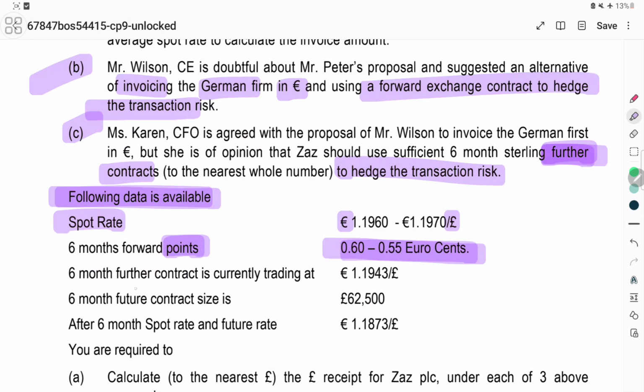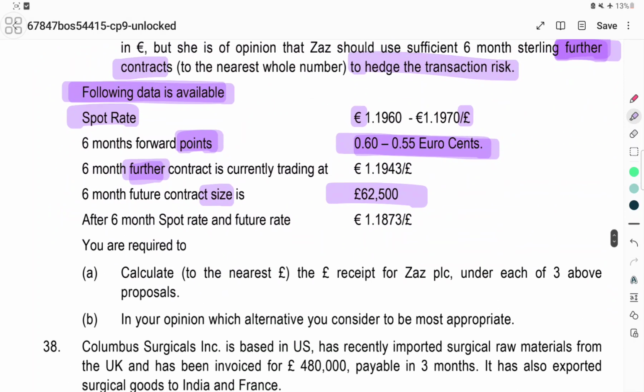Very simple. The 6 month futures contract is currently trading at this rate. This is the futures contract rate. Further is nothing but futures: forward is forward, further is futures. The 6 month futures contract size is given to you as pound 62,500. So one contract size, one lot size, is 62,500 pounds. Minimum you will have to buy this. In case of futures, after 6 months, spot and futures will be this.